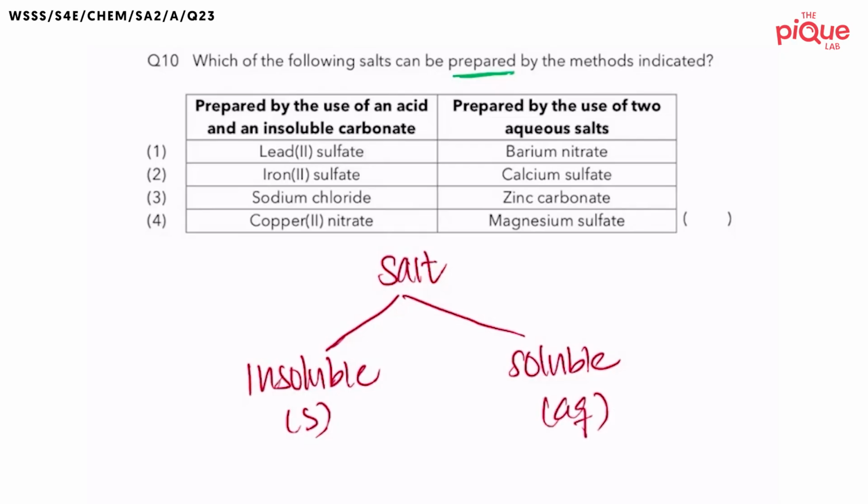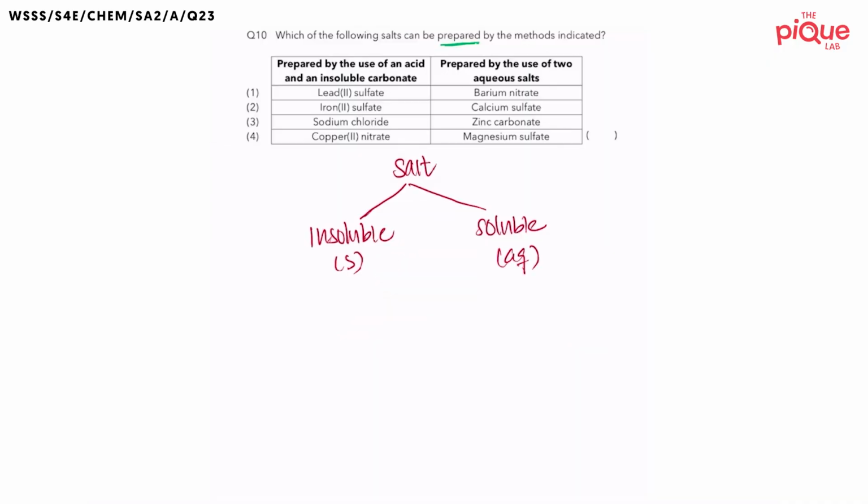Next, what method should I choose to prepare these kinds of salts? For insoluble salts, we will use only one method, which is precipitation. Why? Because precipitation means to form a precipitate, which you should know is a solid. And what do we use in a precipitation reaction? In a precipitation reaction, we are using aqueous plus aqueous.